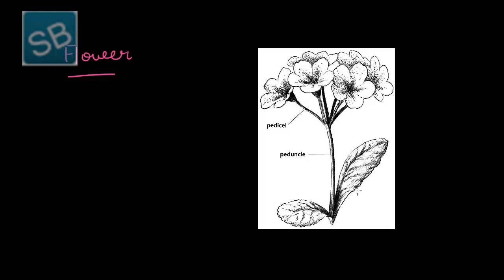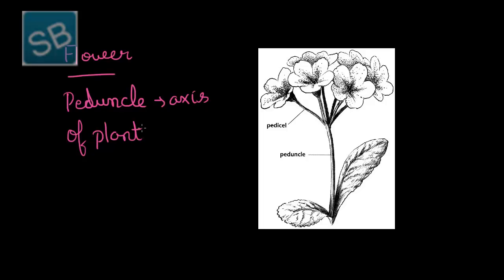Flower. Now, as it can be seen from the figure, the axis on which flowers are located is known as peduncle, and further, the sub-branches which form flowers are known as pedicel. Thus, peduncle is the axis of the plant on which flowers occur.